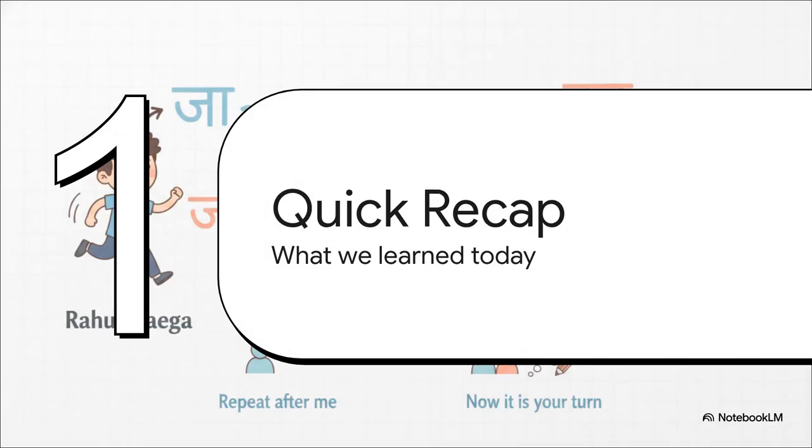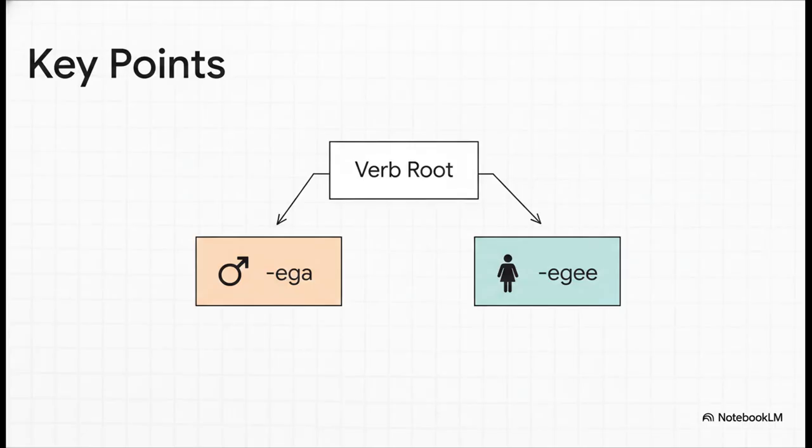That was some awesome practice. Before we wrap up, let's just do a super quick review to make sure all of this sticks in your brain. So, when you boil it all down, here's the deal. To talk about the future for he, she, or any name, it's all about adding that little ending to the verb. For guys, it's that ega sound. For girls, it's the egi sound. That's it. That's the whole lesson right there.